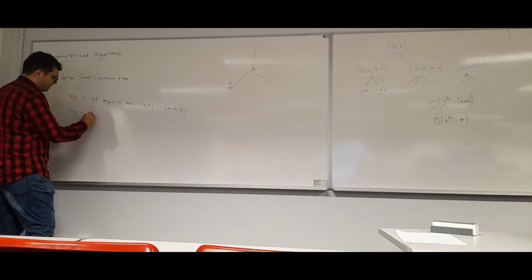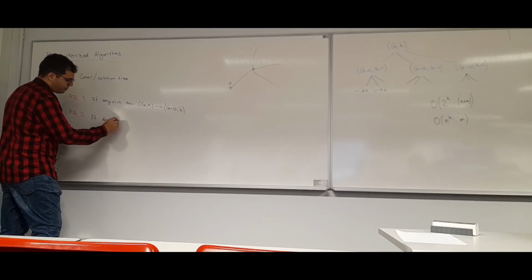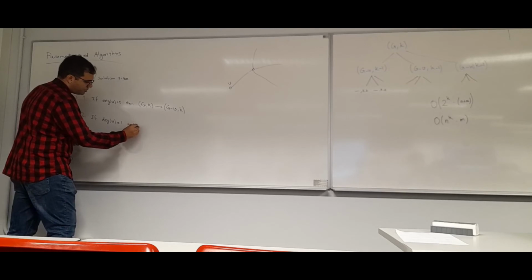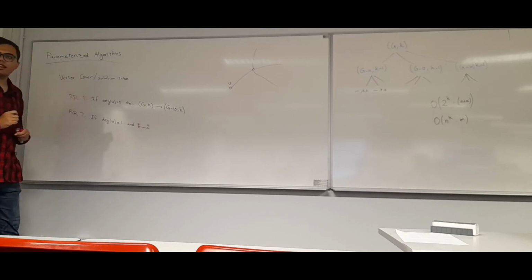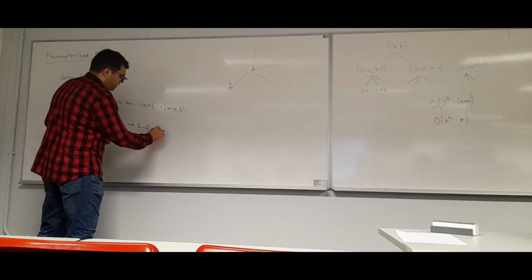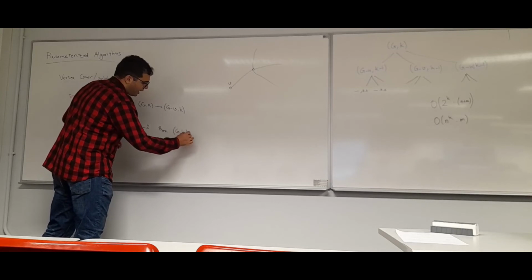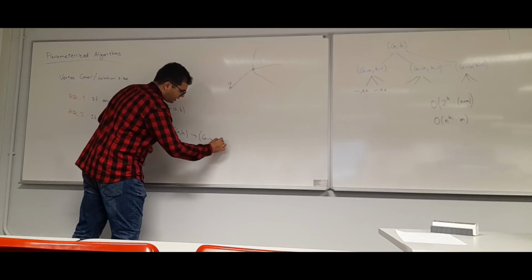If the degree of V is 1 and U is the only other vertex that is connected to V, then I take my instance, which is G, K, and I just turn it to G minus U minus V and K minus 1.